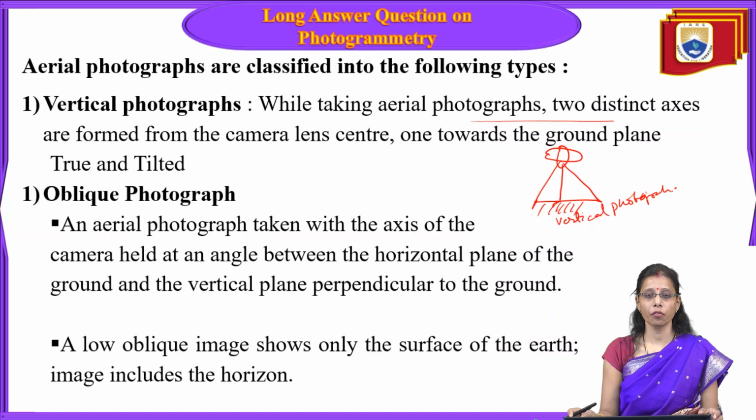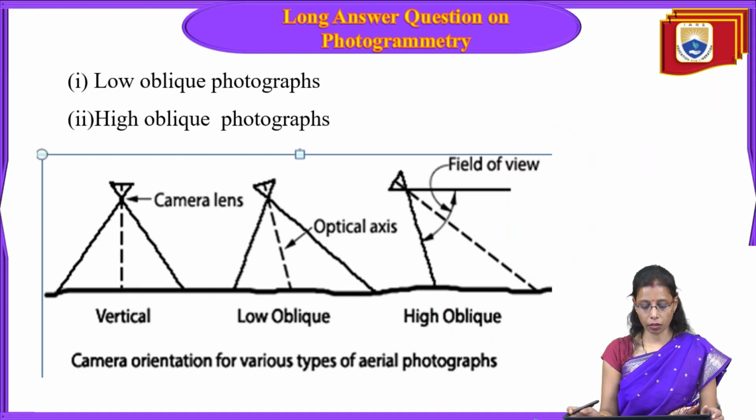Now the oblique photograph: an aerial photograph taken with the axis of the camera tilted at an angle between the horizontal plane and the vertical plane perpendicular to the ground. Low oblique images show only the surface of the earth. High oblique images include the horizon. Here you can see the low oblique photograph and the high oblique photograph.